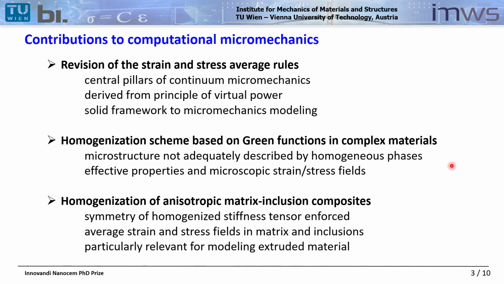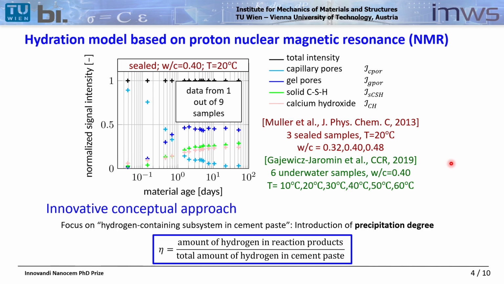For micromechanics modeling, the volume fraction of the material is also very important. Therefore, we developed a hydration model based on proton nuclear magnetic resonance. One NMR test provides 4 quantities, which relate to the hydrogen present in the capillary pores, in the gel pores, in the solid CSH, and in the calcium hydroxide. This gives the motivation for an innovative conceptual approach, which is to focus only on the subsystem of cement paste which contains hydrogen.